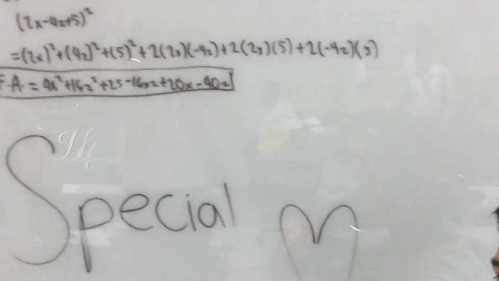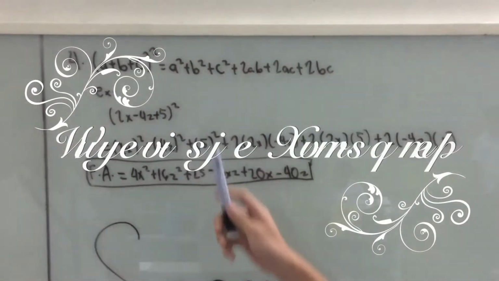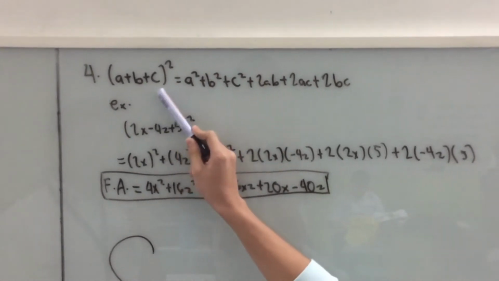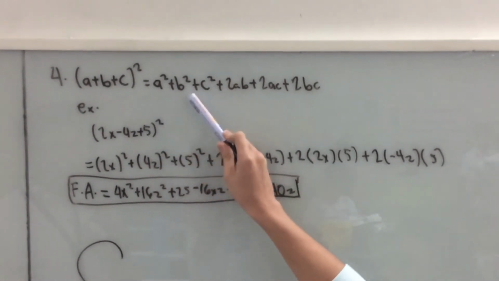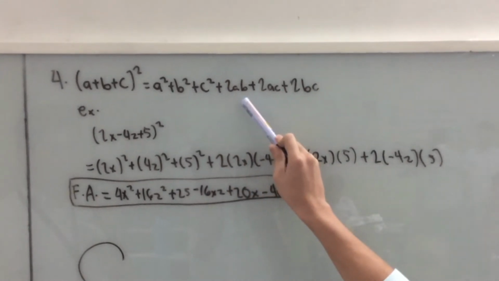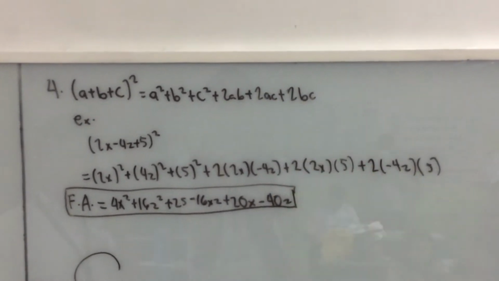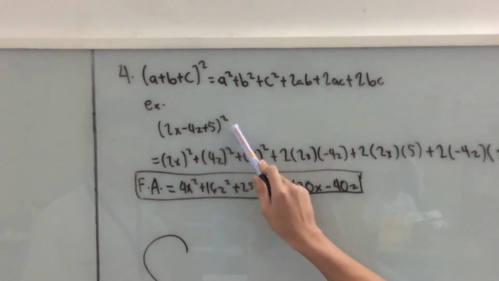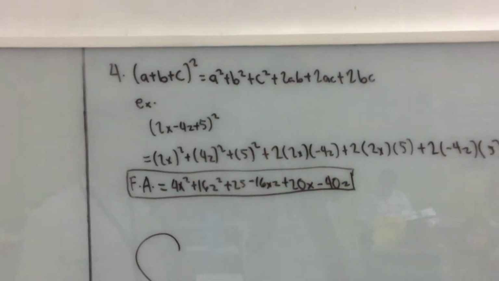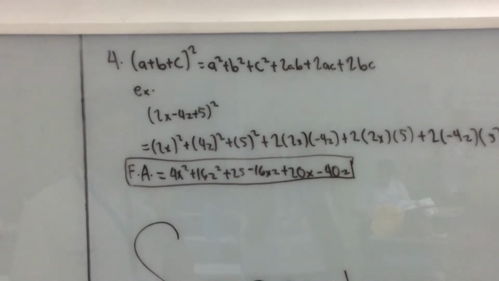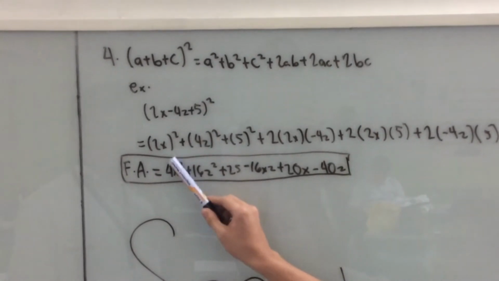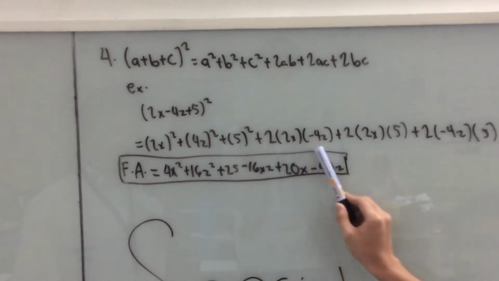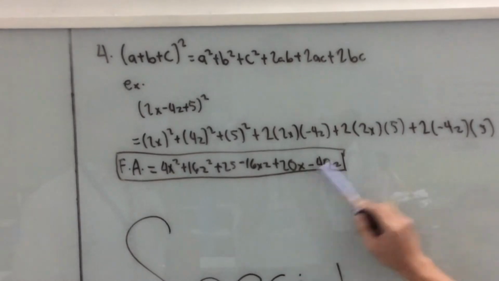For our next special product, we have a square of a trinomial. We have here (a + b + c) squared, which will give us a product of a squared plus b squared plus c squared plus 2ab plus 2ac plus 2bc. For our example, we have (2x − 4z + 5) squared. So substituting the values to a, b, and c, the final answer will become 4x squared plus 16z squared plus 25 minus 16xz plus 20x minus 40z.